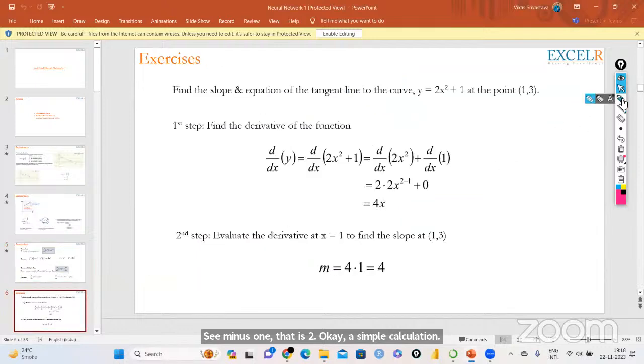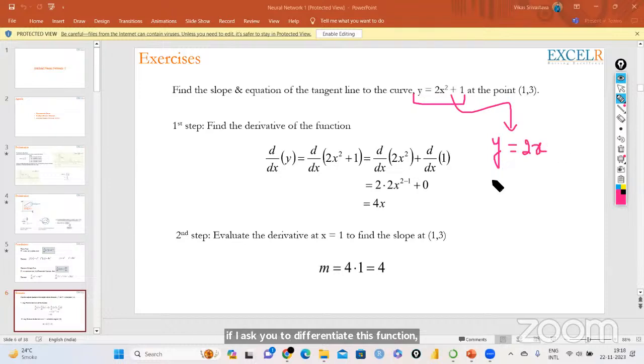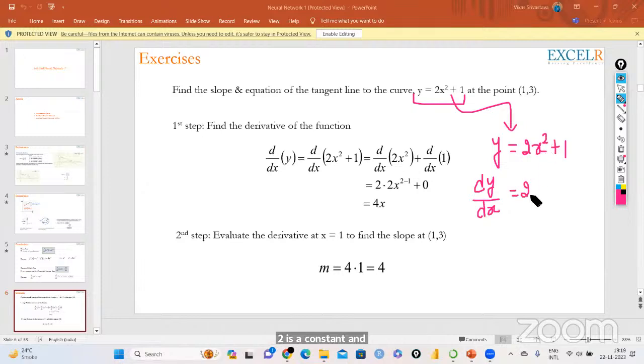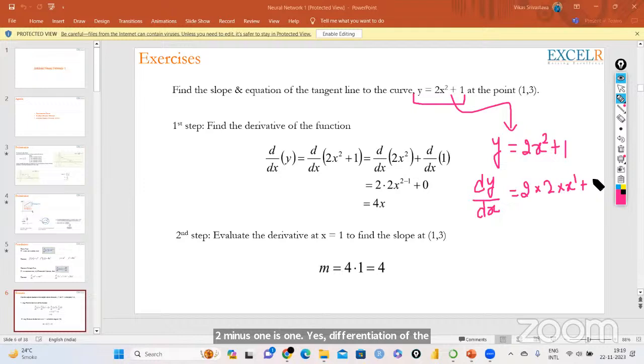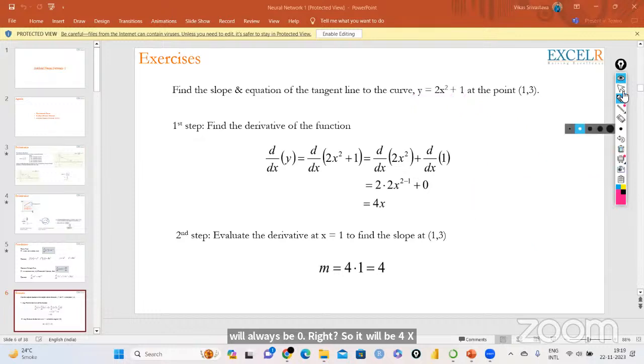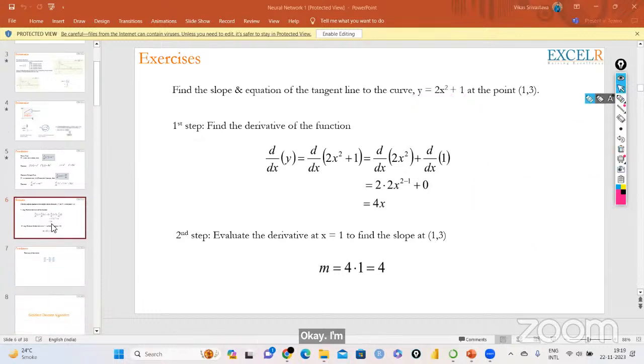Then let's suppose we have a function y = 2x square + 1, and I ask you to differentiate this function with respect to x. So dy by dx: 2 is a constant, and for x to the power n, it is n multiplied by x to the power n minus 1, so 2 minus 1 is 1. Plus, differentiation of a constant will always be 0, right? So it will be 4x. I'm sure you all remember these things, right?